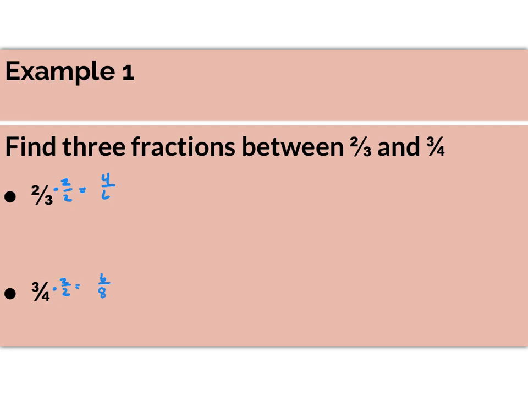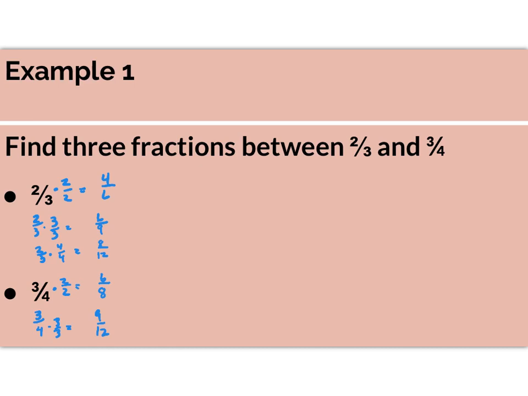Now, what we could do is just keep making equivalent fractions. So if we multiply 2/3 by 3 over 3, we get 6 over 9. If we multiply 3/4 by 3 over 3, we get 9 over 12. If we multiply 2/3 by 4 over 4, we get 8 over 12.